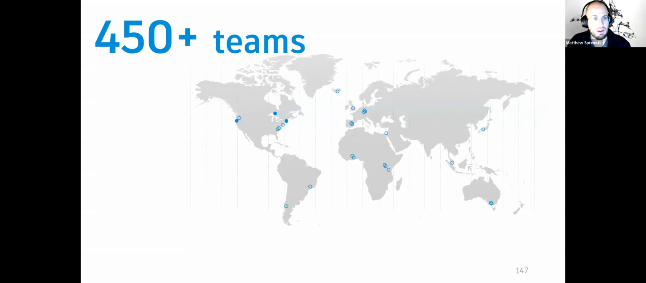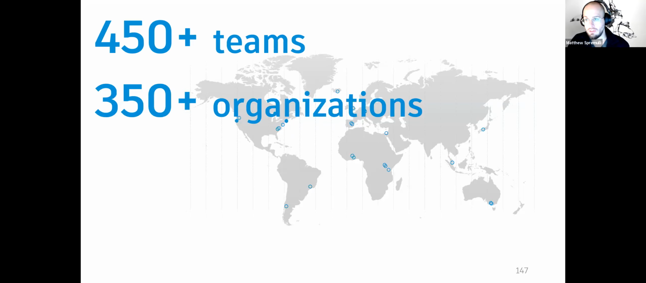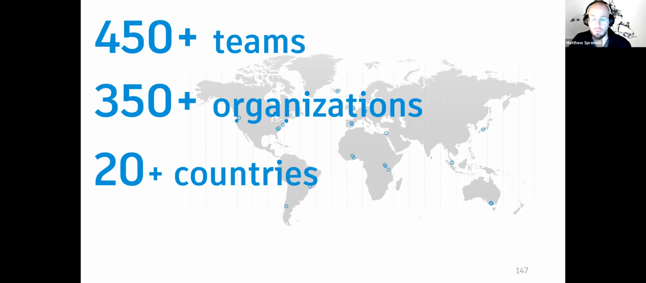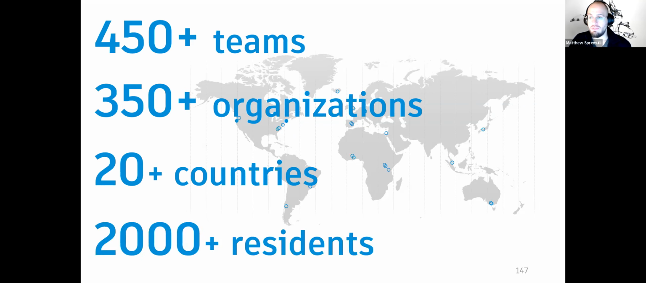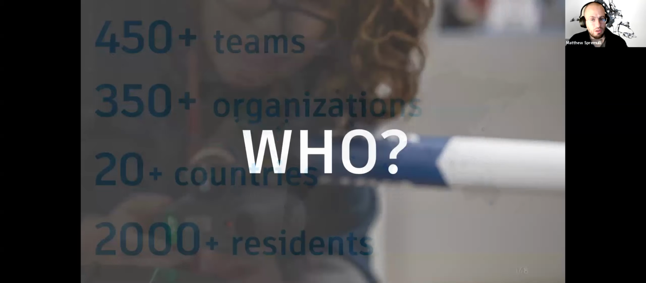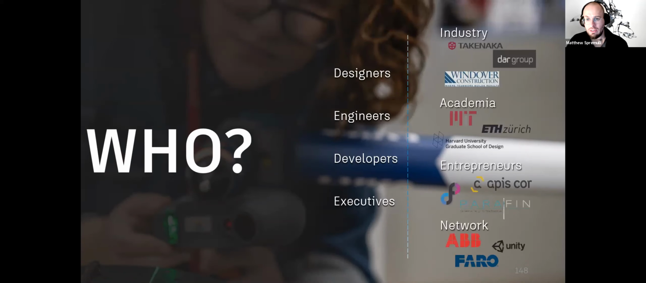And right now we have 450 teams that have been in the program. These are 350 organizations. They could be startups or academic groups, labs, customers. We've had 20 different countries, and we've had 2,000 residents so far. So who is joining these programs? Really, they're broken up into designers, engineers, developers, and executives.